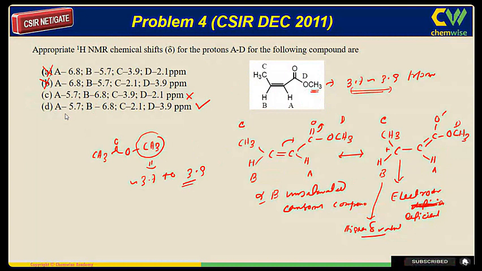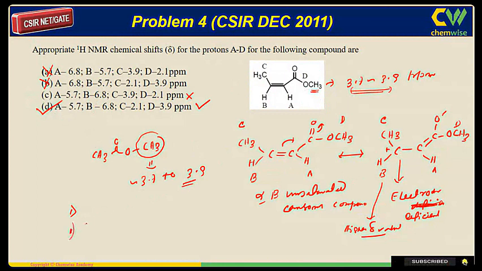You see, using simple chemistry, using simple understanding, you will quit 2 options. Among the rest of the 2, you have to take one decision using your knowledge, and you will easily do that. Okay. So now easily understand. For that, we need to know 2 things. Number 1, this carbon is electron deficient. That's why this will be at higher ppm.